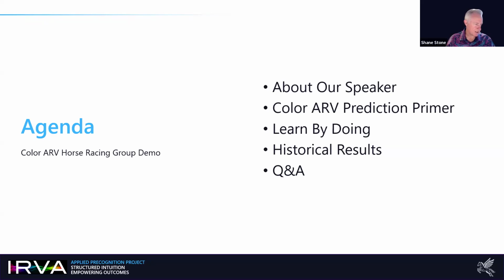So if you could type into the chat right now where you're dialing in from. I'm dialing in from Sydney, Australia. So it's just after dawn here. Where are we? St. Charles, very good. Atlanta. Scottsdale. North Carolina, South Florida, Utah, Virginia. Excellent. So lots of different places. Good to see you all here today.